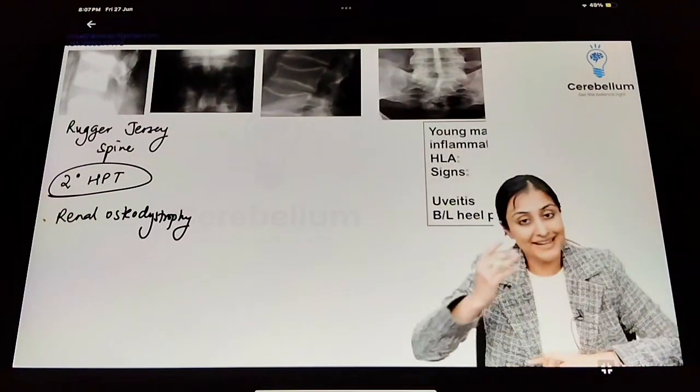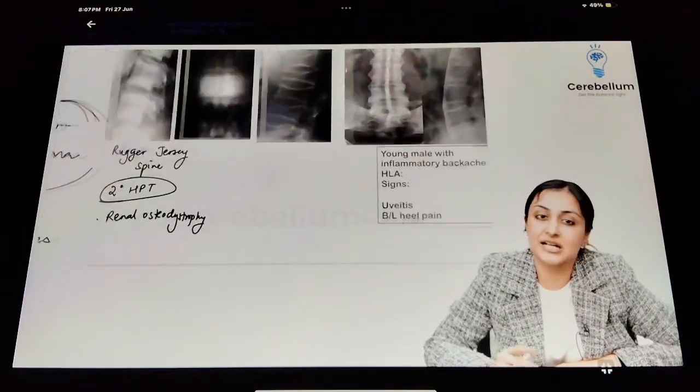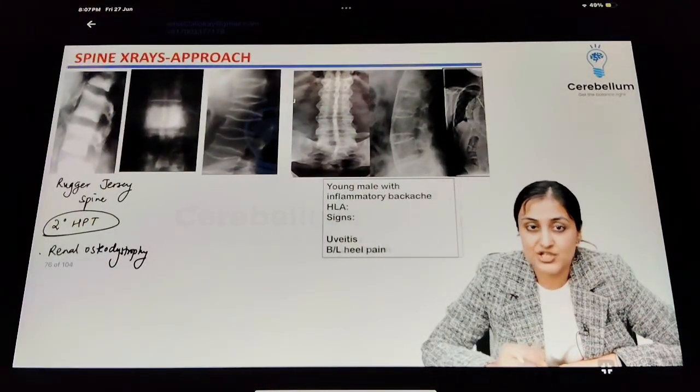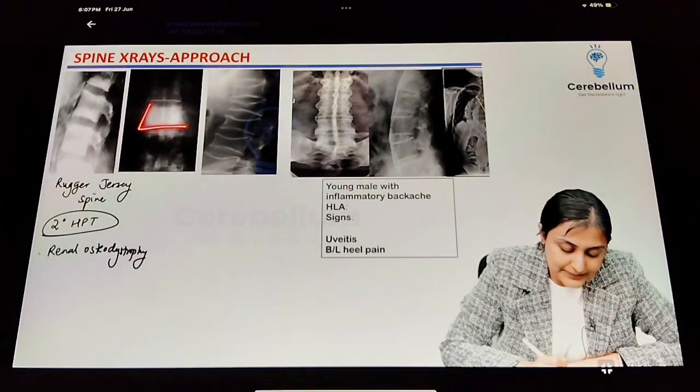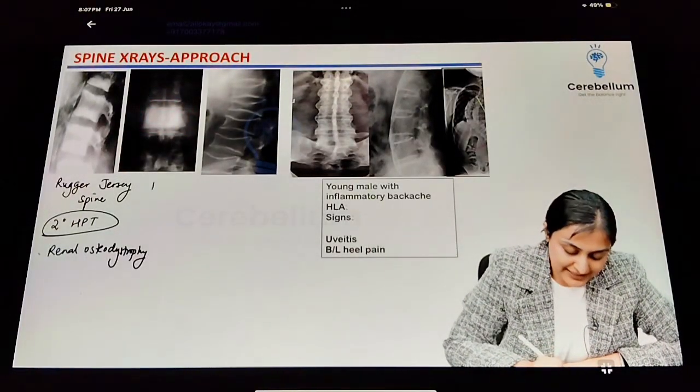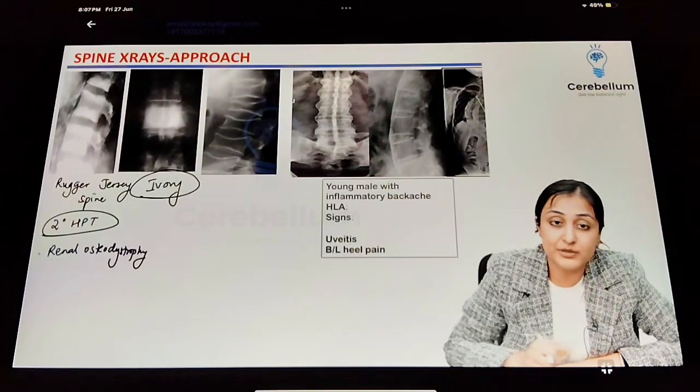Why and how and what are the metabolic changes? I taught you in renal system of BTR. So that is what is CKD related spine changes, Rugger-Jersey spine. When you see that there is this white bone here, like ivory, right? So this is what is called as ivory vertebra.